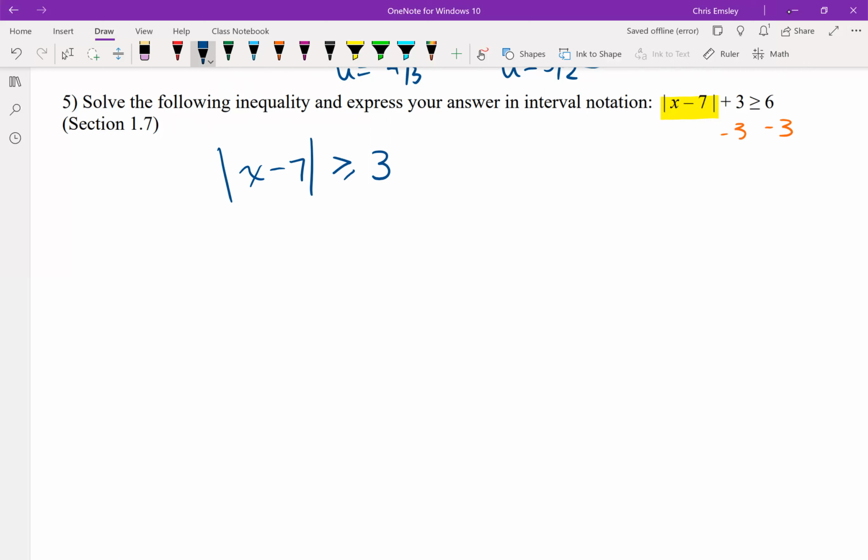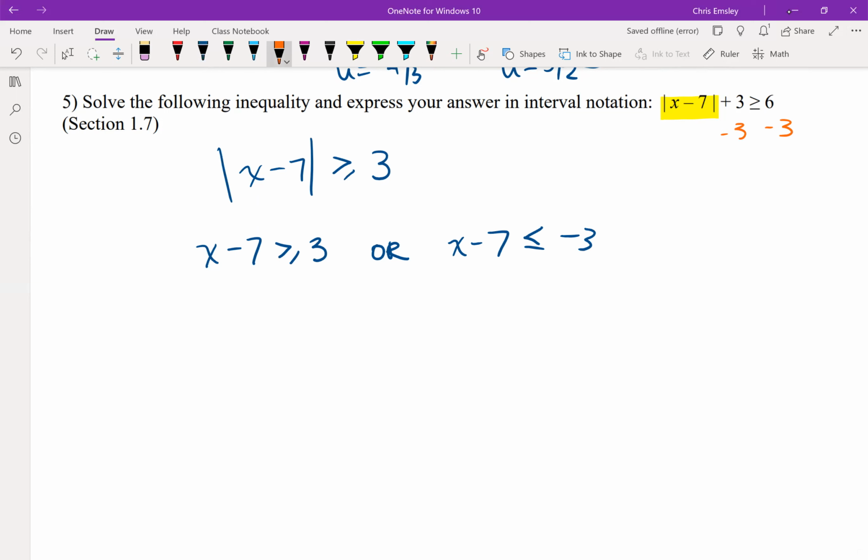We need to rewrite this without the absolute value symbol. And when an absolute value is greater than 3, that's when we get the two tails of our number line. Either x minus 7 is greater than or equal to 3. That gives us the right-hand side. Or x minus 7 is less than or equal to negative 3. That gives us the left-hand tail. So we get these two different parts of our number line.